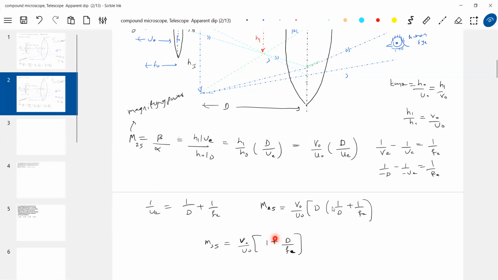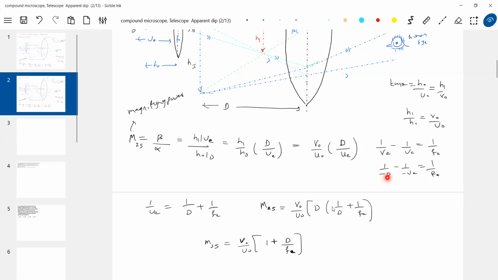The magnifying power of a simple microscope is 1 plus D by Fe. That is multiplied by V naught by U naught. So if you make V naught by U naught 10 times, the magnifying power of the compound microscope will be 10 times the magnifying power of a simple microscope. Here, what is this focal length? Not of the objective, but of the eyepiece. Are you able to get this? Look at this sign.